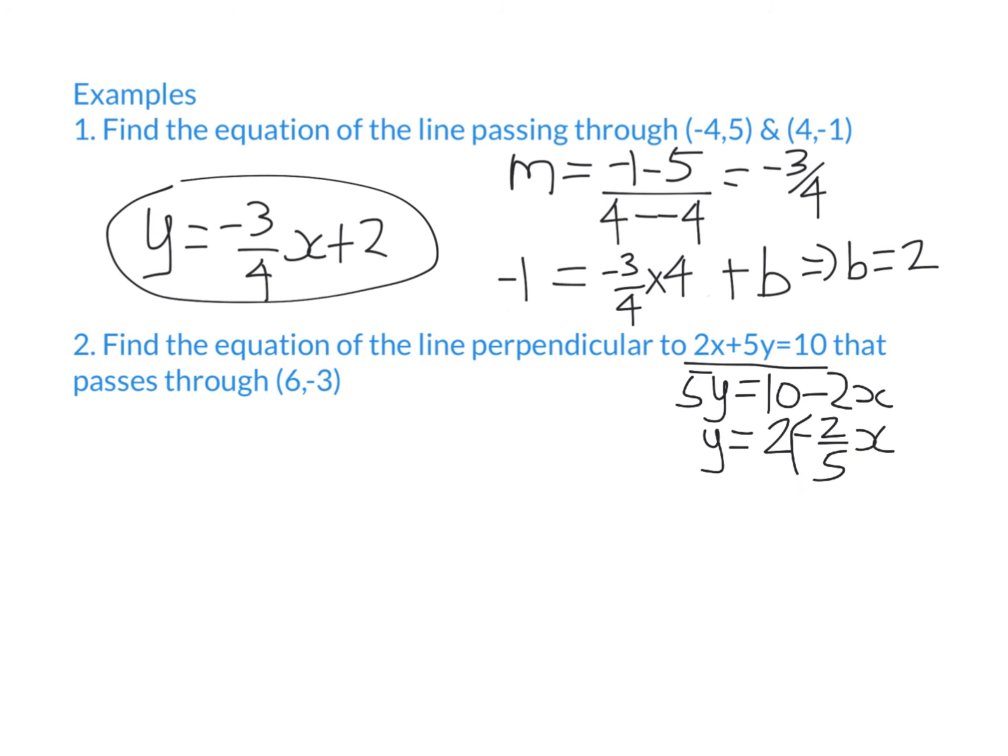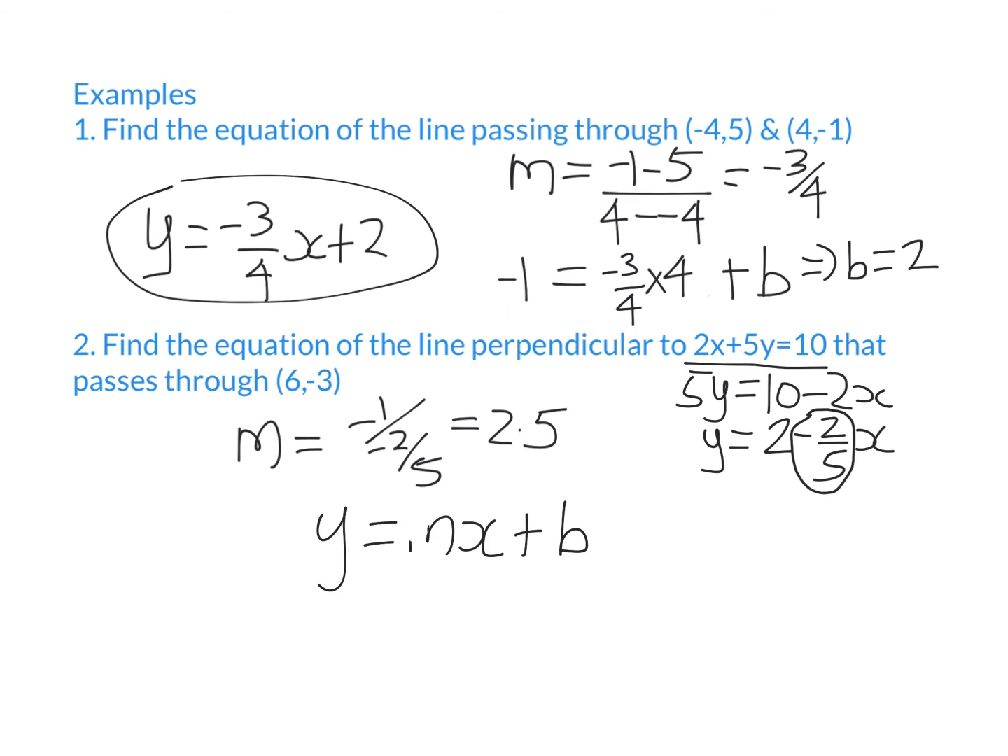So the gradient of this line, now it's in the form y equals mx plus b, I can read off the gradient pretty easily. The gradient of this line is -2/5. So what that means is the gradient of any line perpendicular will be -1 over the gradient of the first line. So that just equals 5/2 or 2.5. So step 1 is done. I found the gradient. Now I need to do step 2.